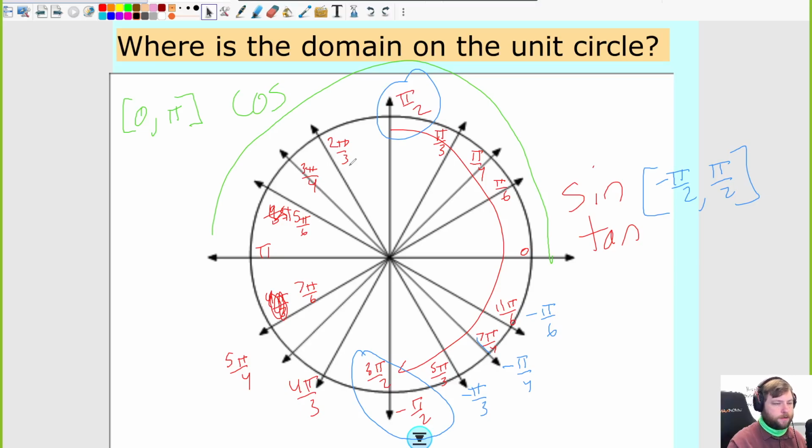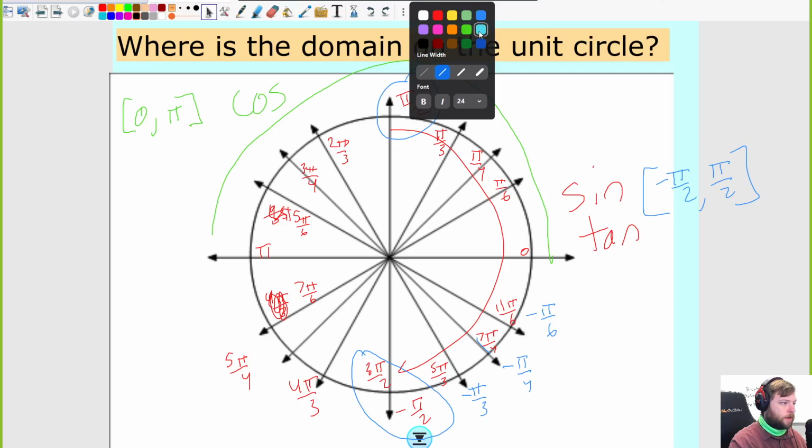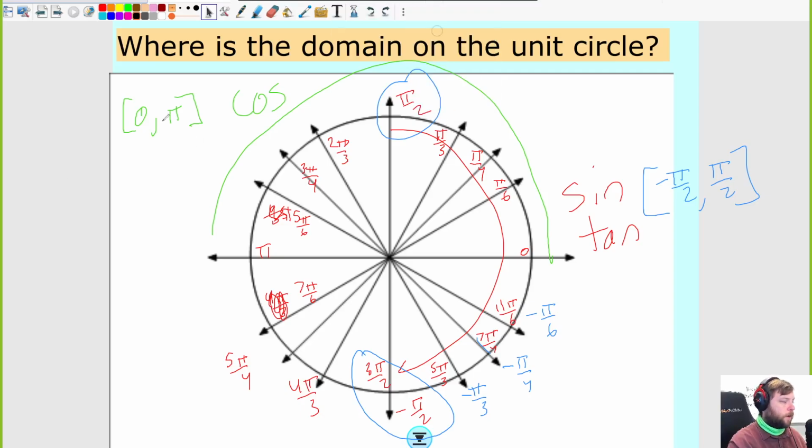So why this matters, and this is the problem, kind of similar to the problem I just did. Let me give an example of why it matters. If I said, find arc cosine of negative 1/2. Well, that's like saying, find x when cosine of x is equal to negative 1/2. I'm kind of reversing these, saying what is the angle of cosine when cosine equals negative 1/2?